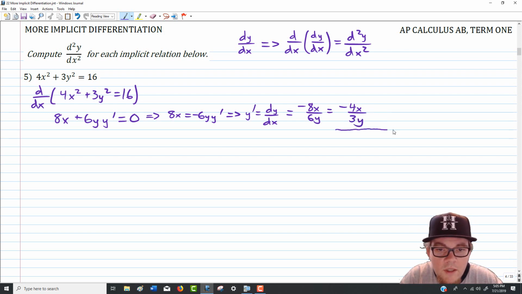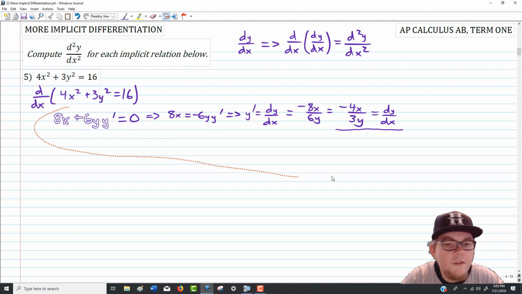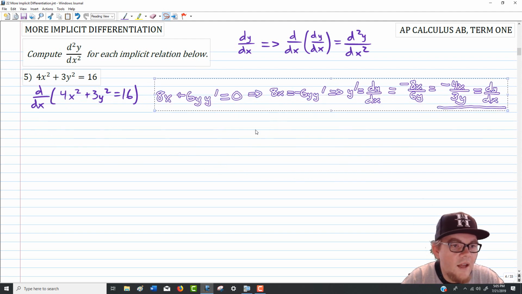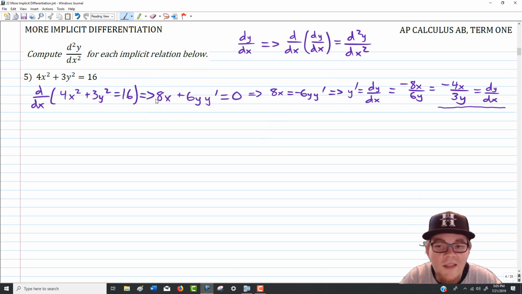That's a huge point to reach. We've just found dy dx. Huge point to reach for sure. Congratulations, good job. But unfortunately, that's not going to do it for us. We want the second derivative. We want to start to look at concavity and things like that.